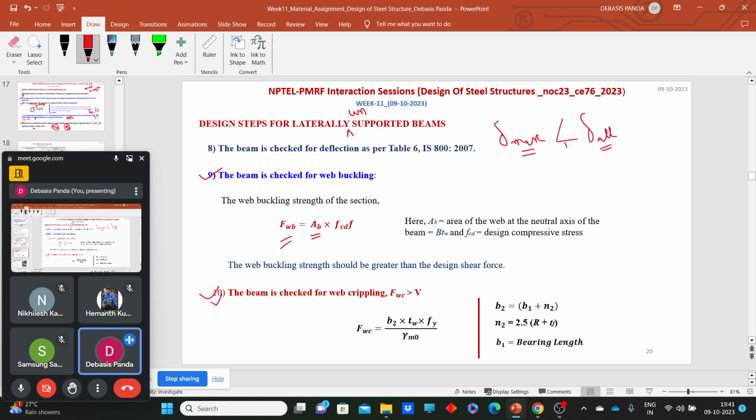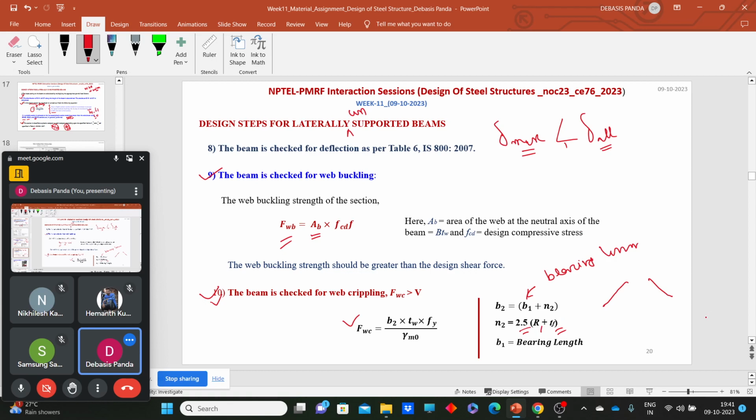So the web crippling strength, FWC, we can calculate as B2 TW Fy by gamma m0. And what is that B2? B2 is nothing but B1 plus N2. And what is that B1? B1 is the bearing length. N2, for the 1:1.2 empirical distribution, becomes 2.5 R1, that is the root radius, plus the thickness of the flange.